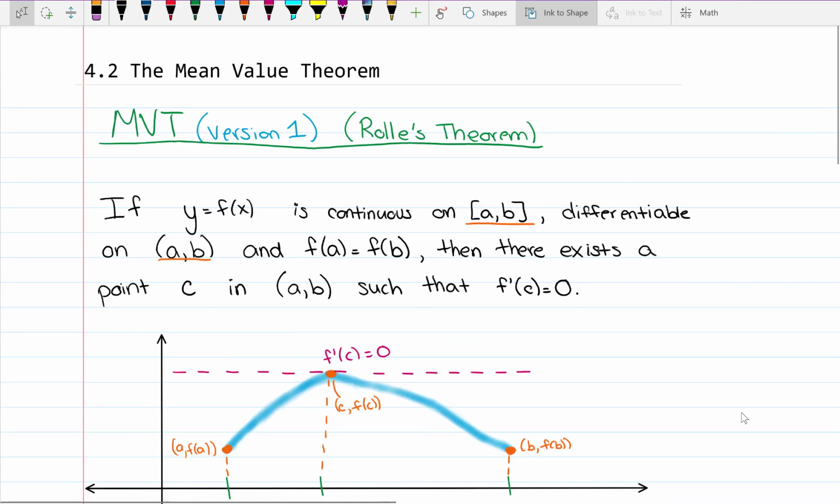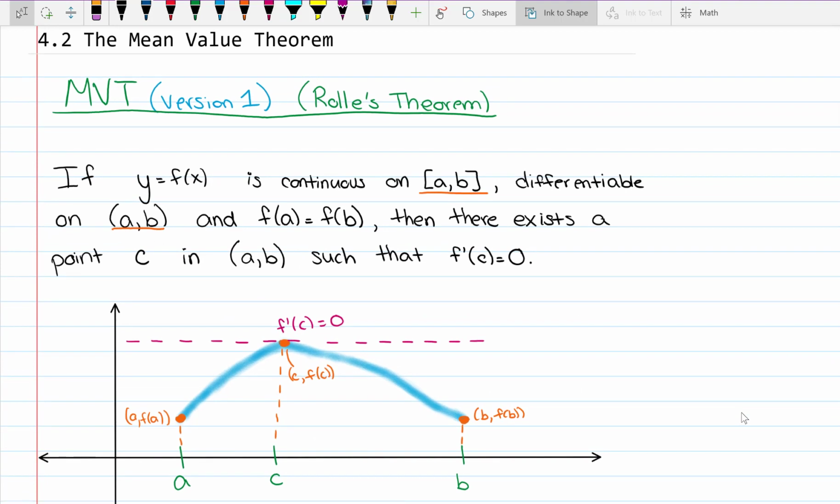So what Rolle's theorem says, which again is a very special version of the mean value theorem, is that if y is equal to f of x is continuous on the closed interval ab, and it's differentiable on the open interval ab, and f of a is equal to f of b, then there exists a point c in the interval a to b such that f prime of c equals 0. Let's break down that sentence for a minute. So let's talk about the rules of Rolle's theorem.